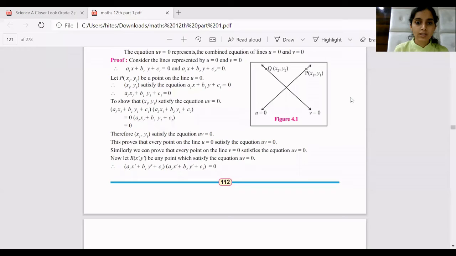I am directly sharing the chapter textbook PDF with you right now, because there are theorems in the beginning and then we can go on to the numericals. Comparatively, it's a very simple chapter to understand because we are used to equations of lines, linear equations of lines, if you remember. So how were we representing those lines?